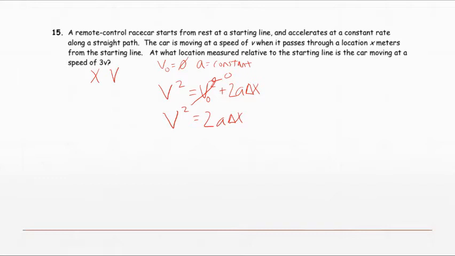So in this case, it says at what location measured relative to the starting line is the car moving at 3v. If I substitute 3v in for v, that's going to be squared, so I end up getting 9v squared. Then I substitute this in for v squared, so I end up getting 9 times. So x is going to be 9 times more, okay?